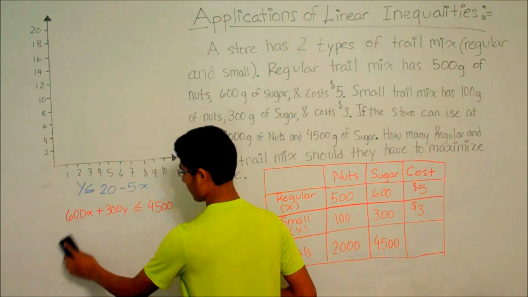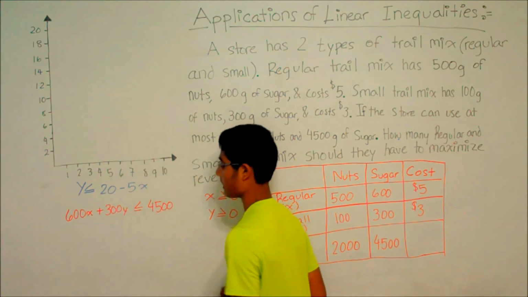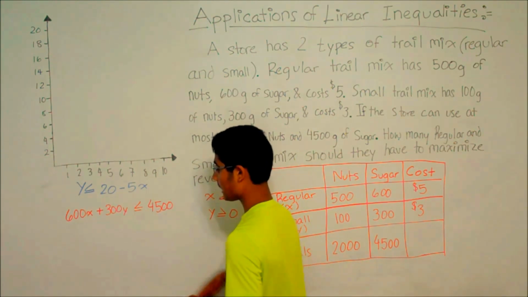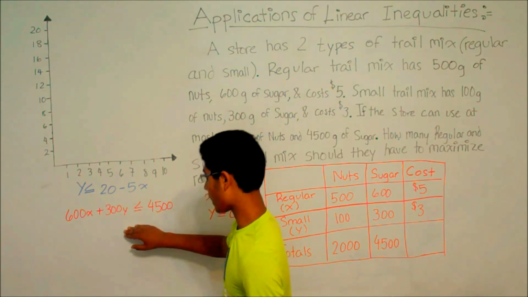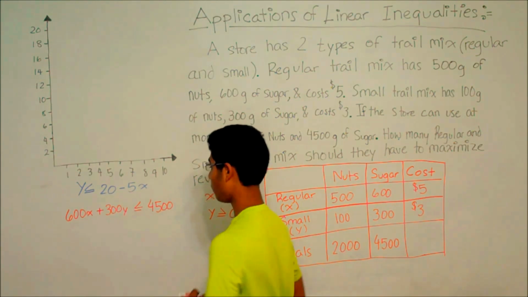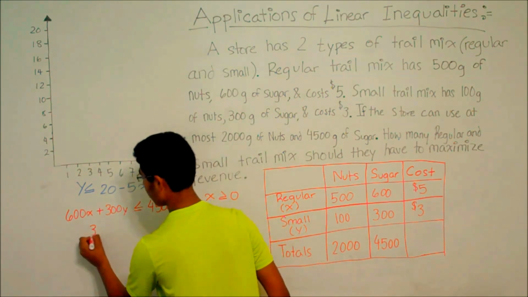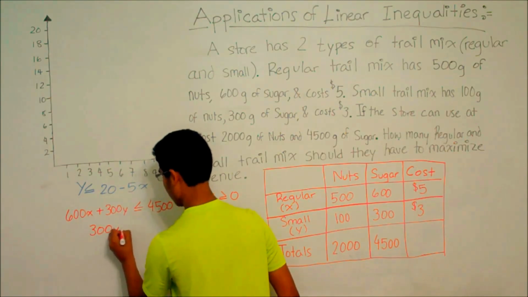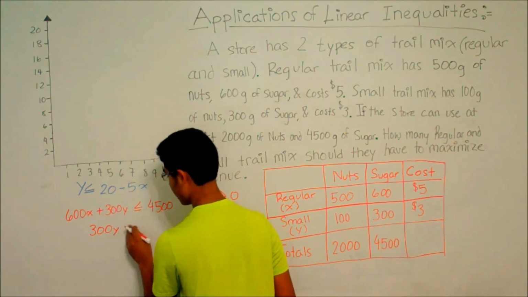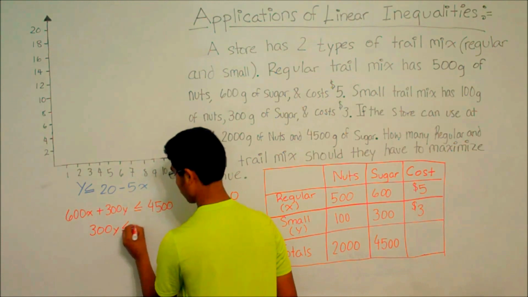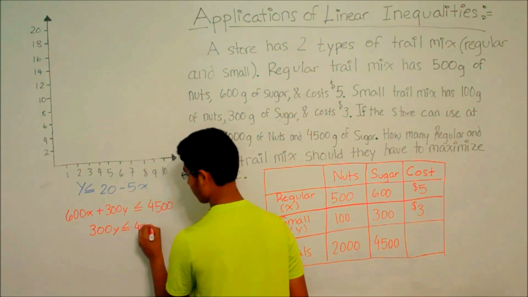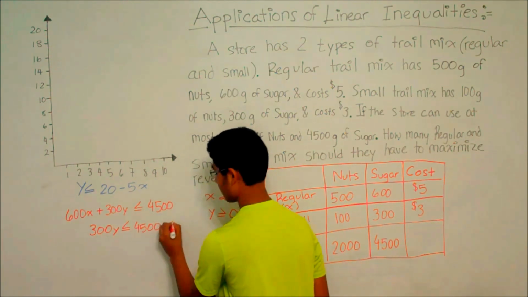Now let's solve the next one and put it in slope-intercept form. To get 300y by itself first, we have to subtract 600x from both sides. So we get 300y is less than or equal to 4,500 minus 600x.